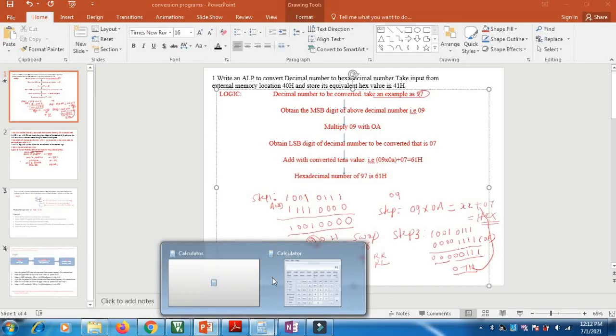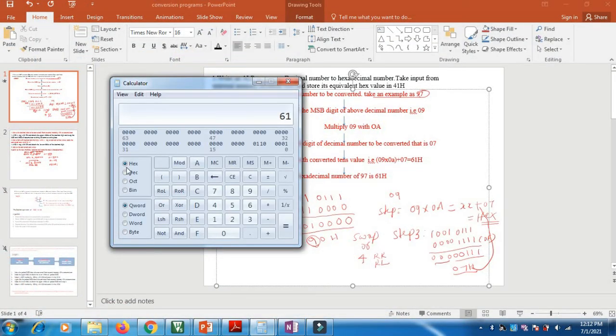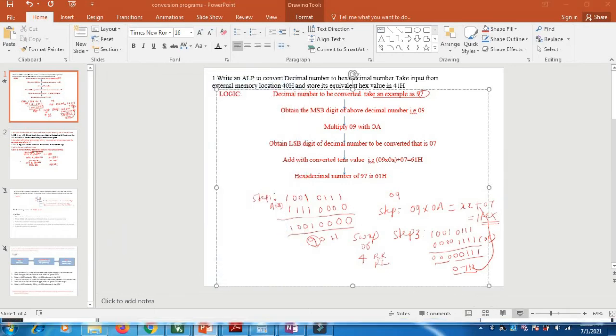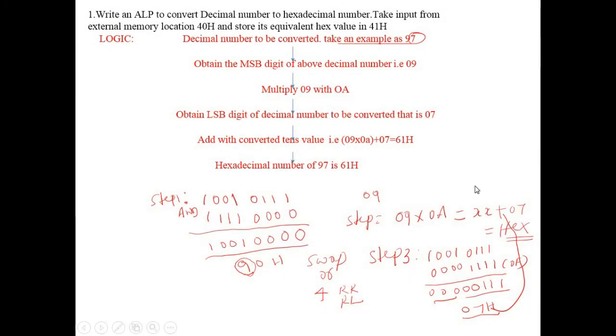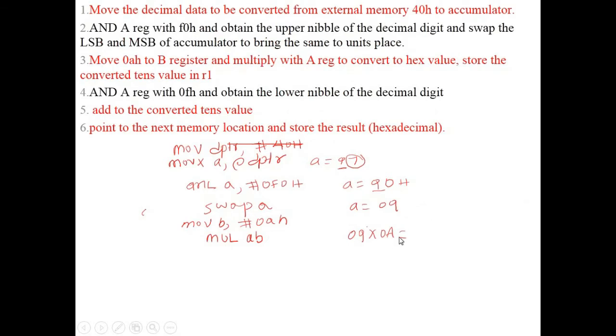So we'll use the calculator here. In hex we are doing 09H into A, so we get 5AH. So the result we get here is 5AH, which means the accumulator will have 5AH, that is the lower byte of the multiply product, right?